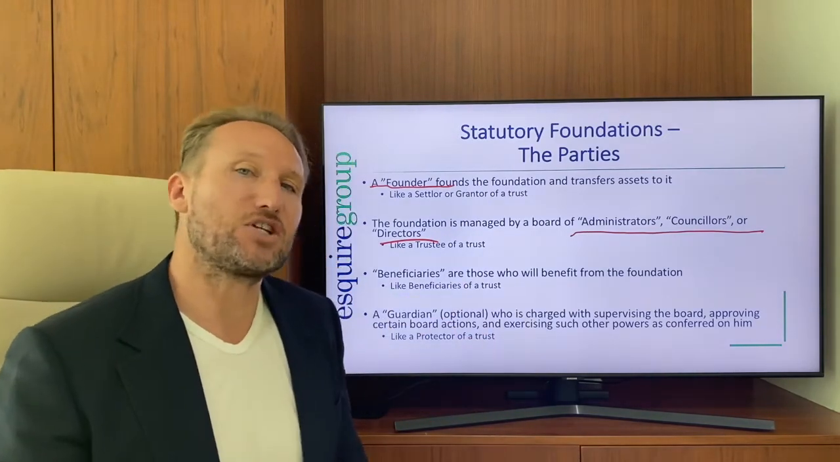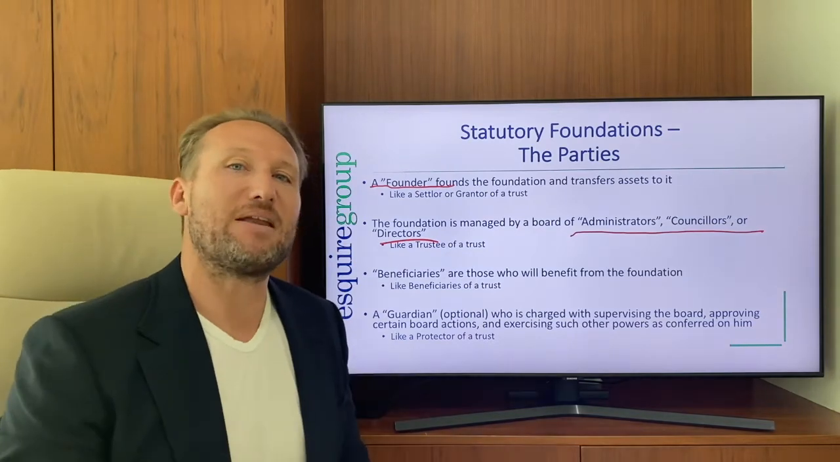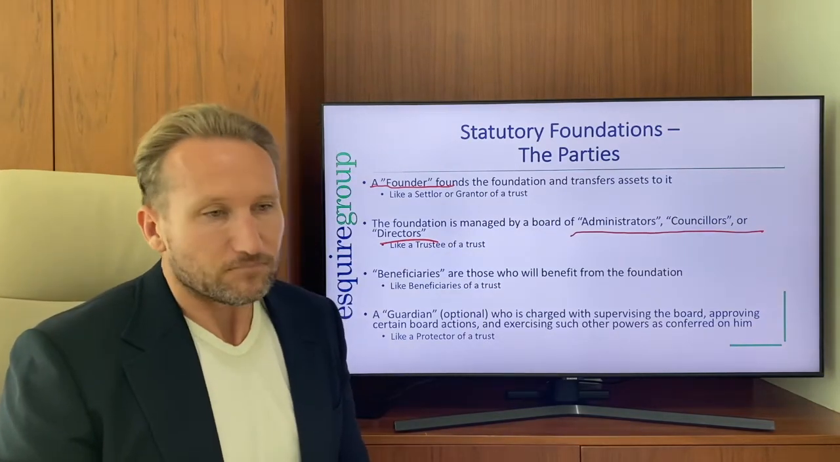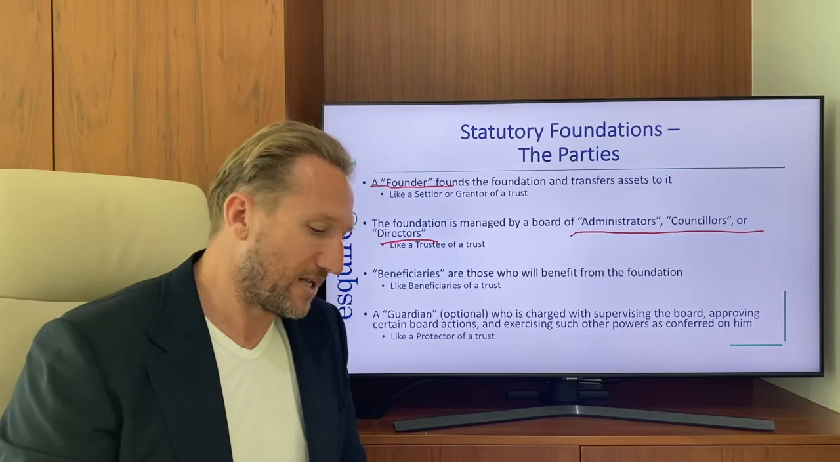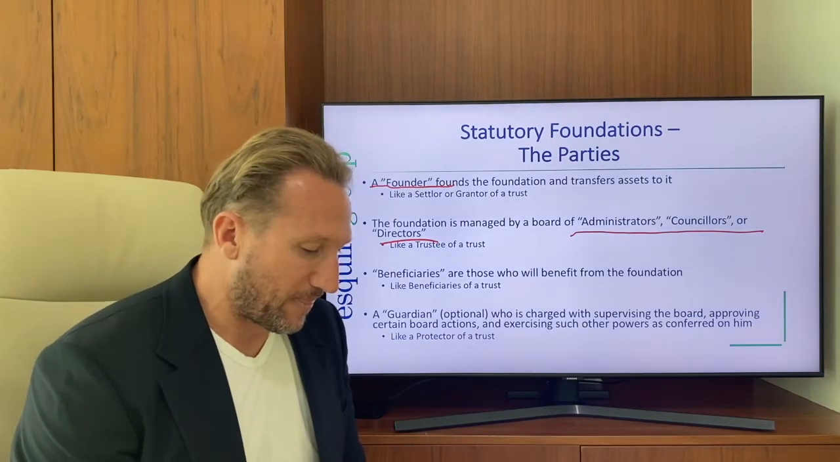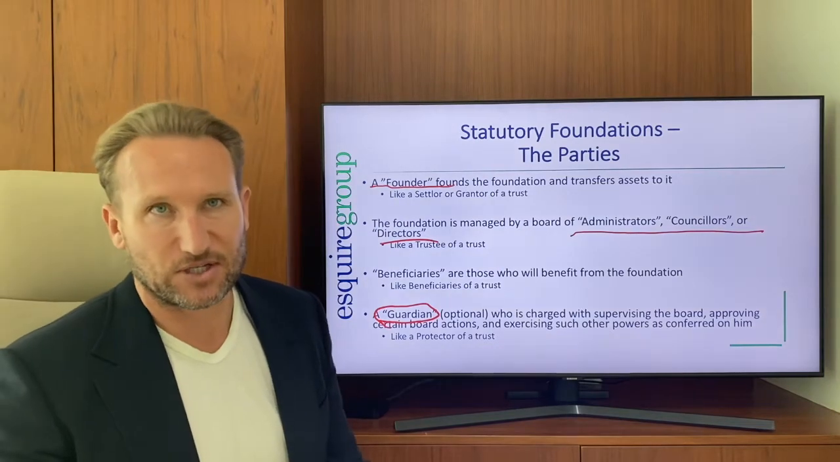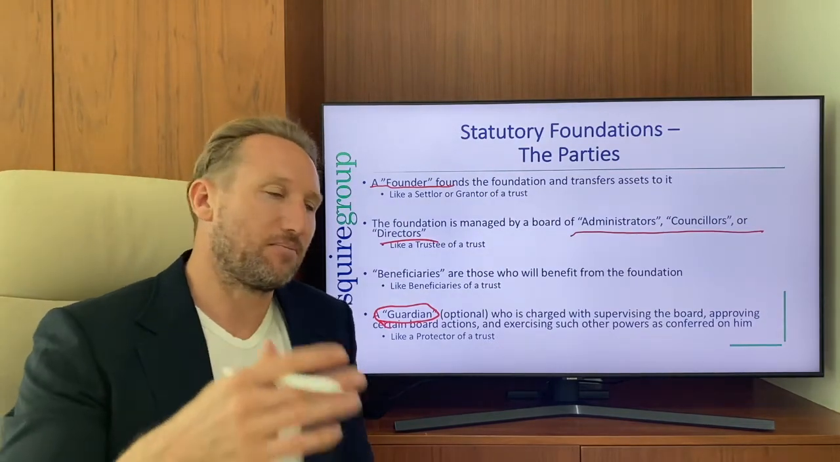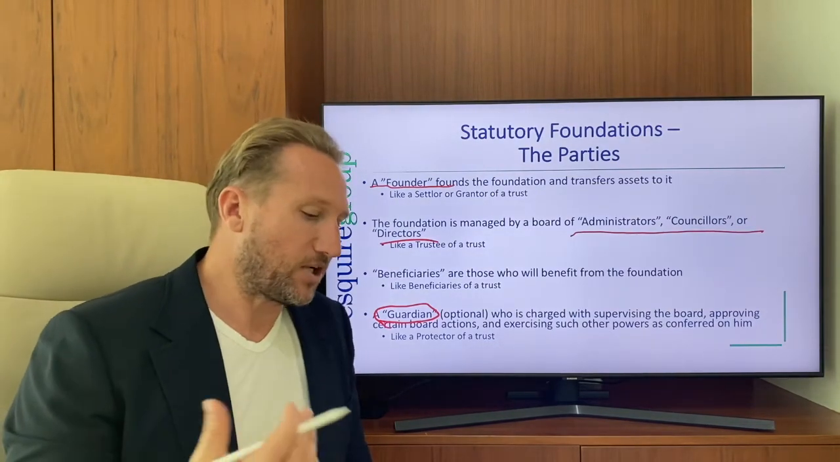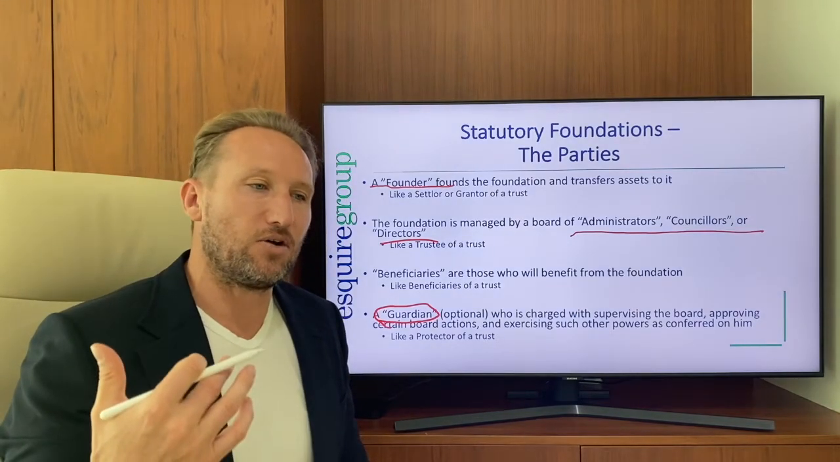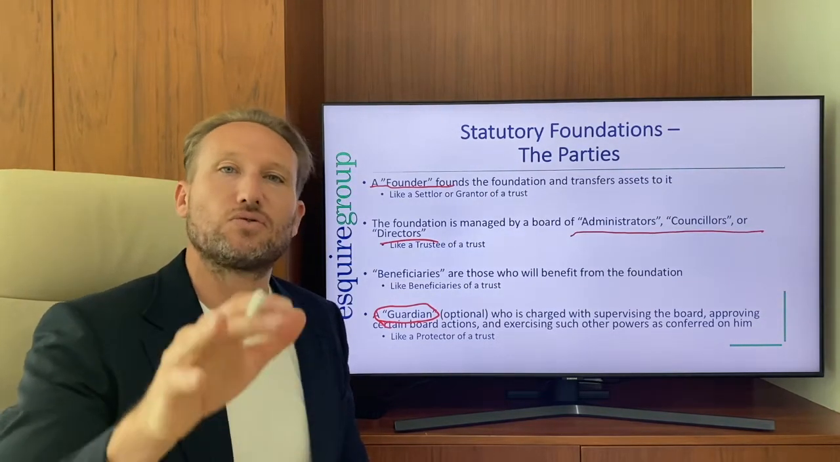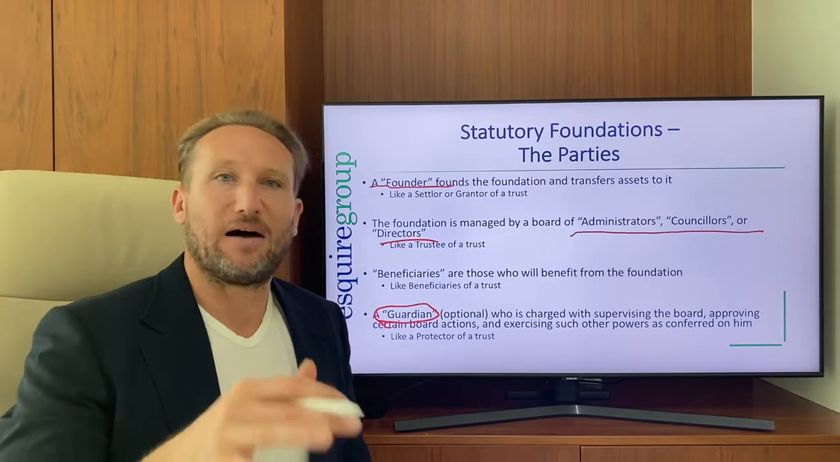Then you have the beneficiaries. And the beneficiaries are the ones that are going to benefit under the foundation, much like the beneficiaries of a trust. And then you can have this concept of a guardian. And again, it's not called a guardian in every single jurisdiction. Some pick different names. But the guardian is akin to a protector of a trust.